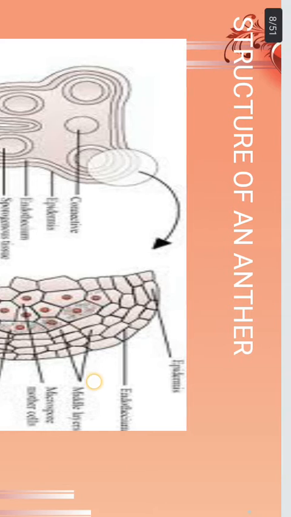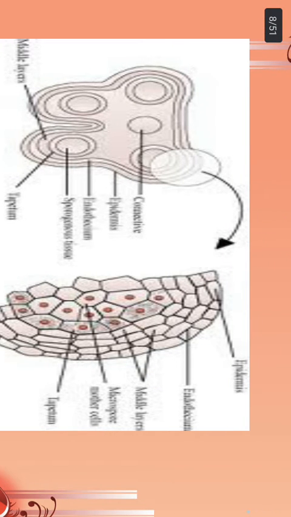If you see the structure of an anther, it consists of 4 wall layers. Outer is called epidermis, second layer is endothecium, third is middle layer, and the innermost one is tapetum. Outer one is epidermis, second is endothecium, third is middle layer, and the innermost one is called tapetum.